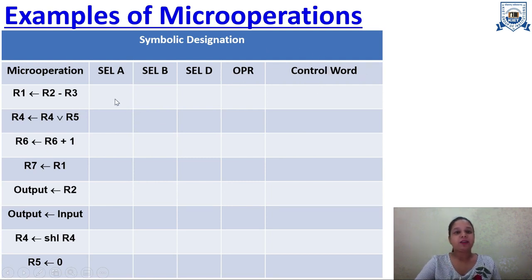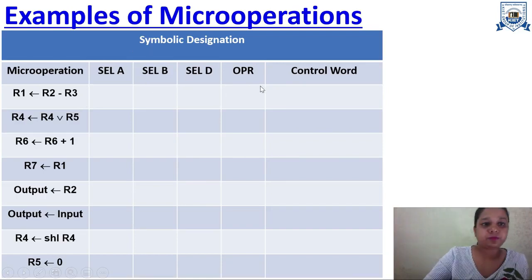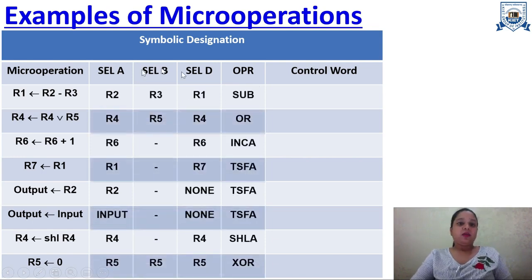Hope you have done this. Now we will see what select A, select B, select D and OPR are. In the first, the input register is R2, so R2 will be written over here. R3 is the second input register, that will be written over here. R1 is the output register, it will be written over here. And the operation is subtraction, that will be written over here. Now let's see the results.